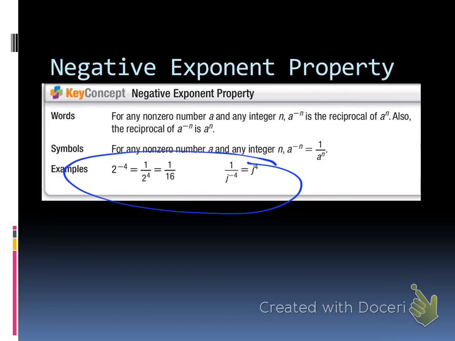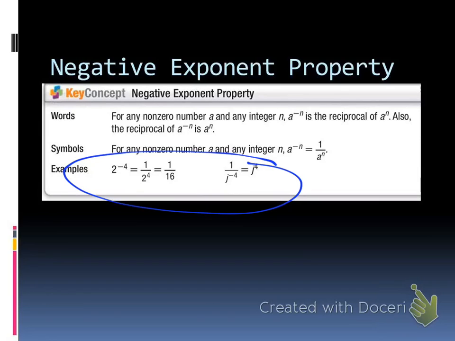Now look up here on those two examples. You have 2 to the negative 4th as your starting point. What did they do to 2 to the negative 4th? Made the 4 positive. How so? They didn't just do it because they felt like it. They did something else to it also. Where's 2 to the 4th now? It's in its reciprocal form. There you go. Very good. Everybody see that? You took 2 to the negative 4th.